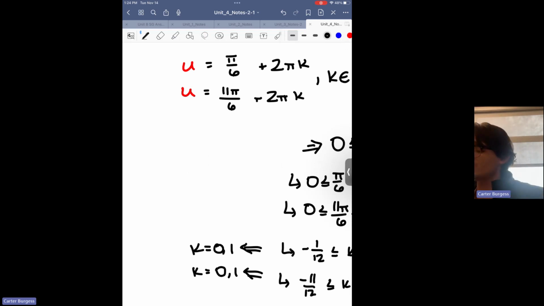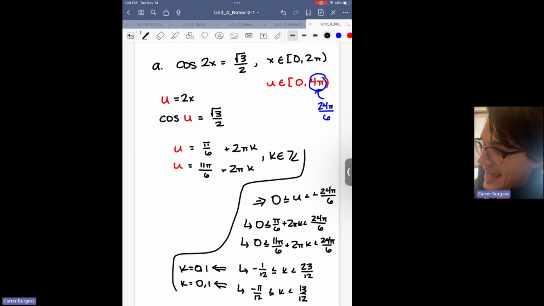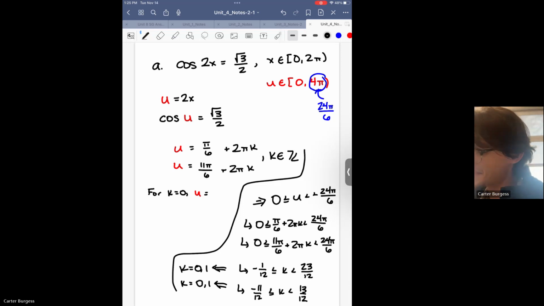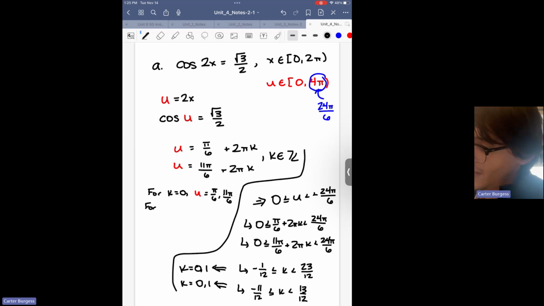That's fine. What was our strategy that we did yesterday, though? That worked perfectly fine as well. Just check values of k until they stop working for us. So when k is equal to 0, what are our values of u going to be? It's just pi over 6 and 11 pi over 6, which notably is less than 24 pi over 6. Both of these are less than 24 pi over 6, so we are still within our bound.